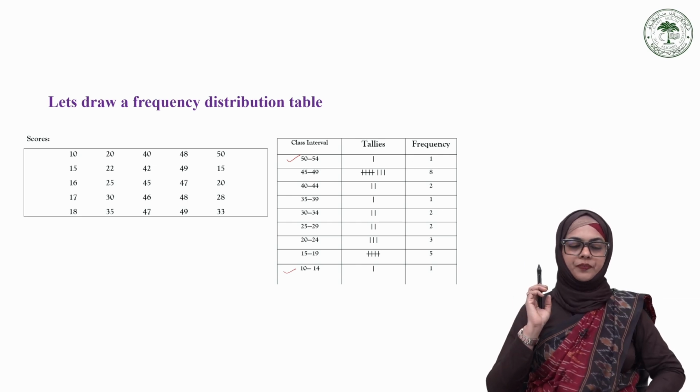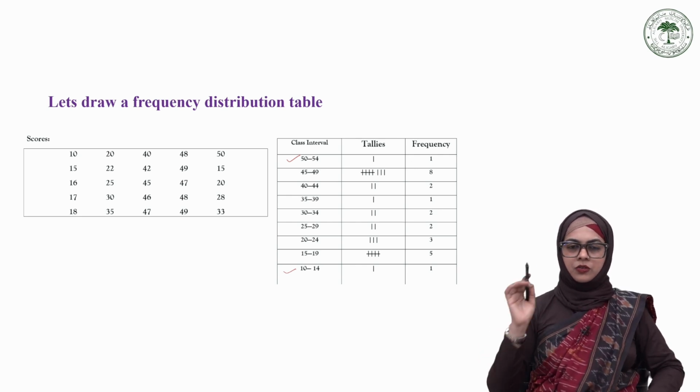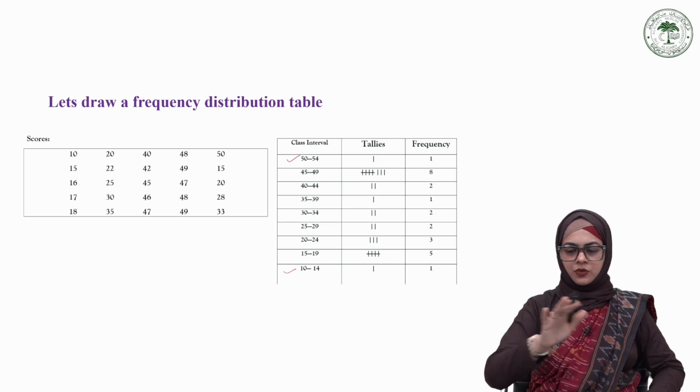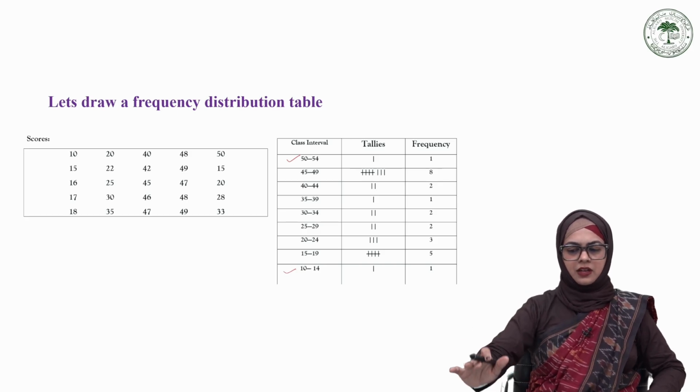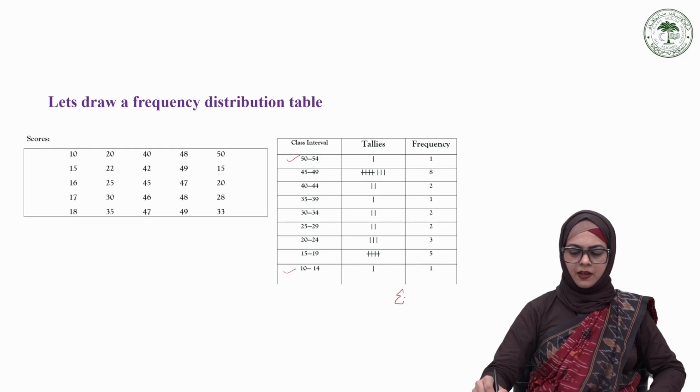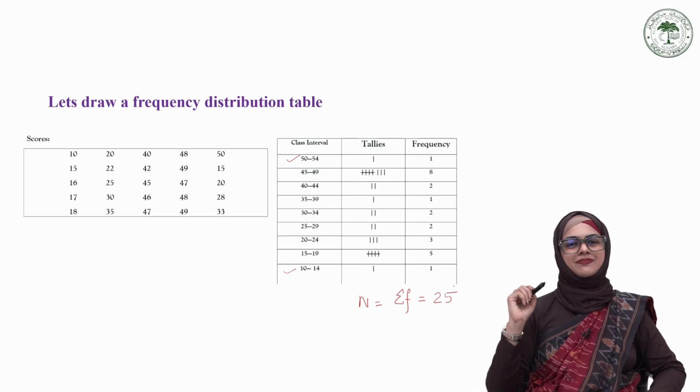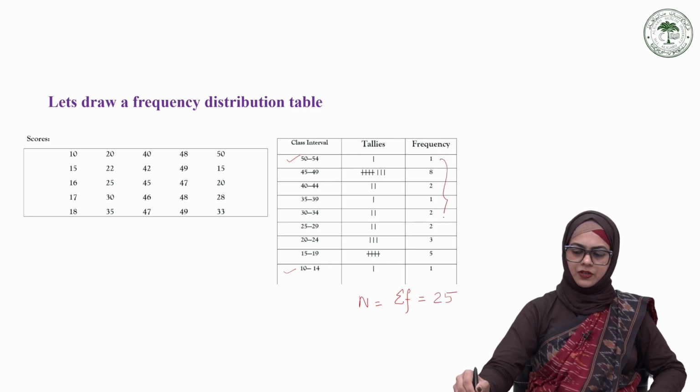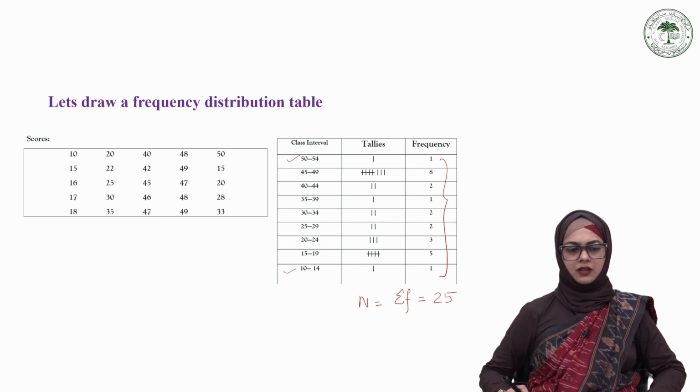Now, what do we do? Once the tallies have been created and the count is also maintained, the last step left is to calculate summation F, the sum of this, which is also the N, the total number of cases. So we have 25 cases, right? It's basically the summation of this. So this is how you create a frequency distribution.